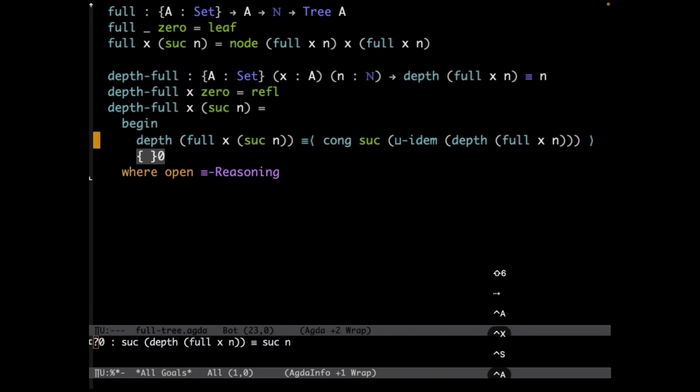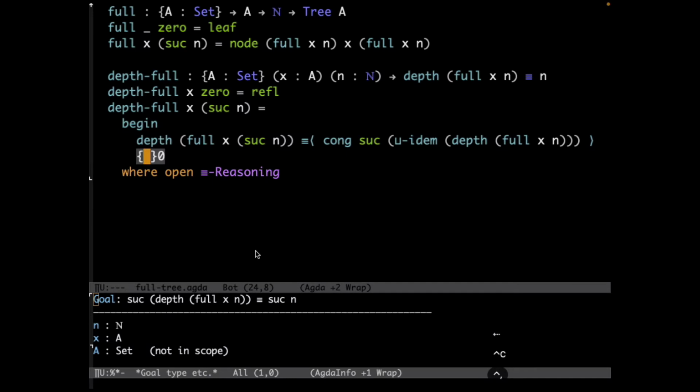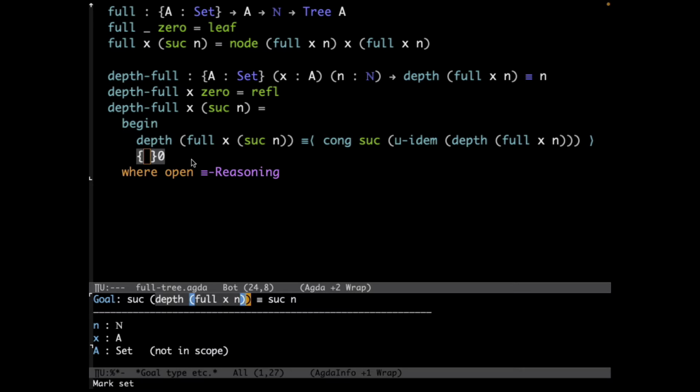You just have to pick a formatting style. Okay, so now let's see what we need to do. We got rid of the double depth. Now what is my next step? Well, my next step is that I want to use the induction hypothesis and replace this with n. So how do I do that?